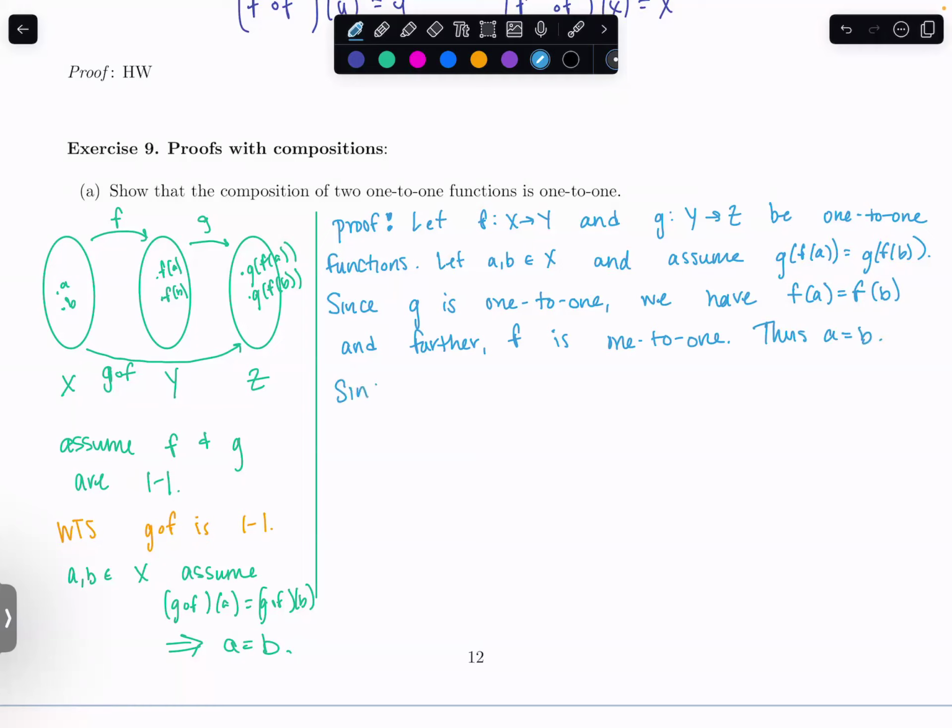So since a equals b whenever g of f of a equals g of f of b, g of f is 1 to 1.